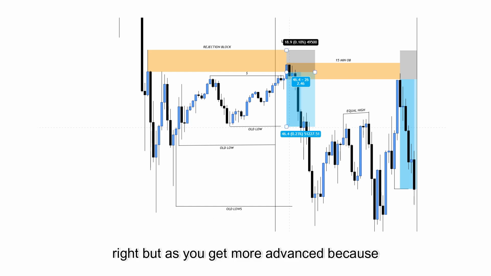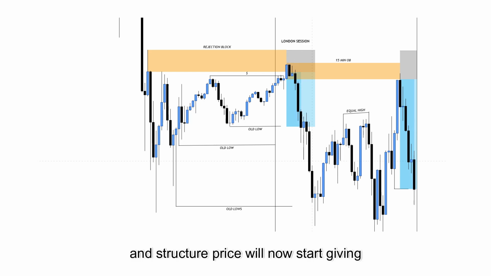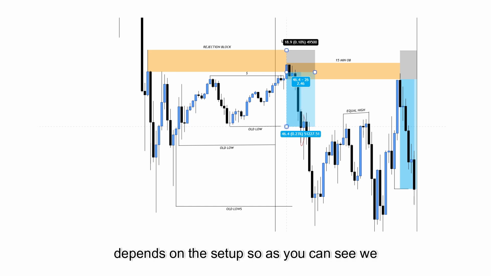But as you get more advanced, you start seeing that after every break of structure, price will start giving you a pullback. If you're not an advanced trader, this right here will scare you, right? So I always advise new traders to take their profits at old lows or old highs, depending on the setup. So as you can see, we take our profit right here for the first take profit at this old low right here for a 1-to-2 R.